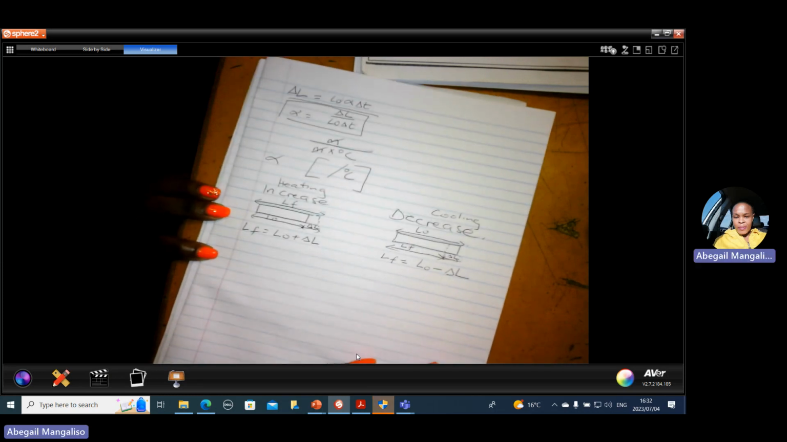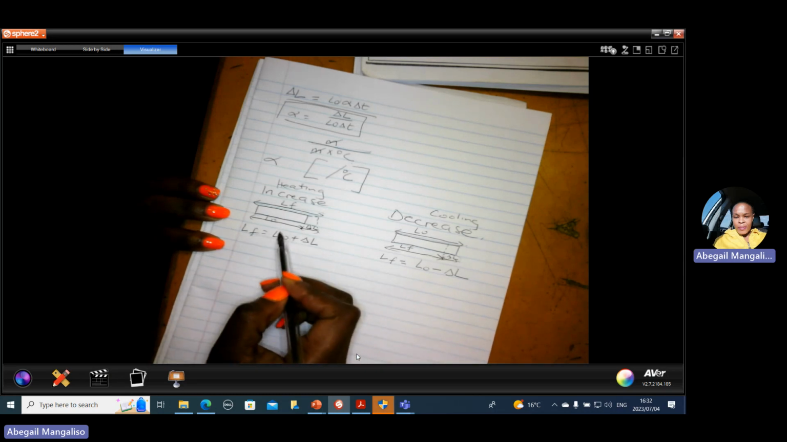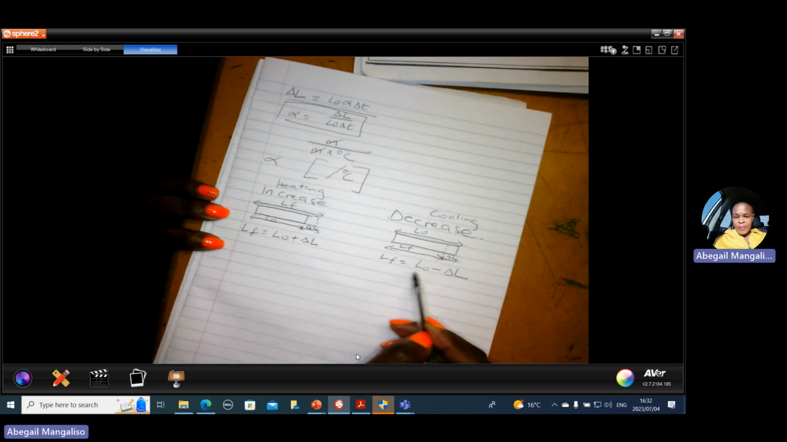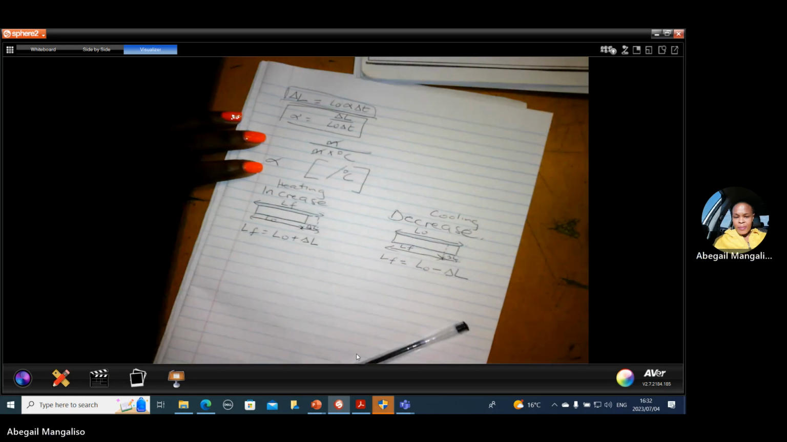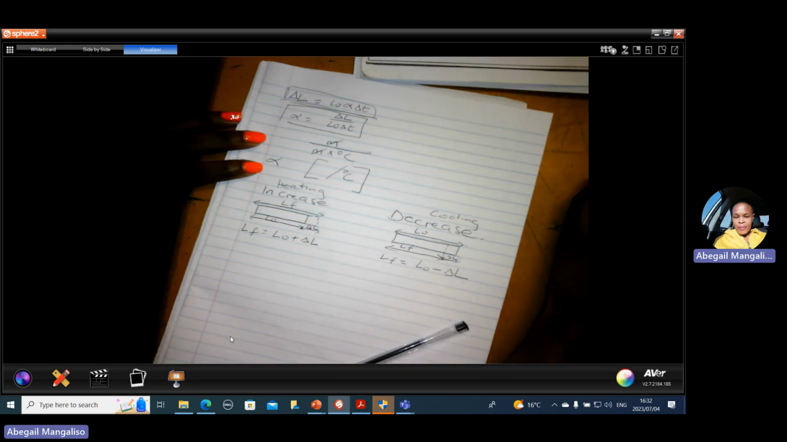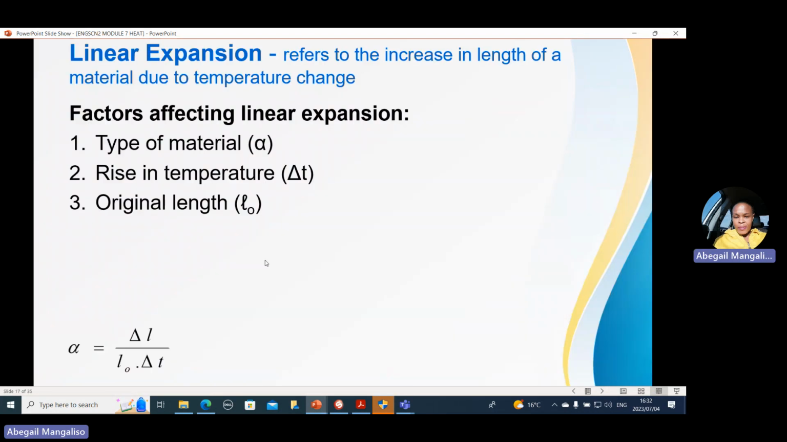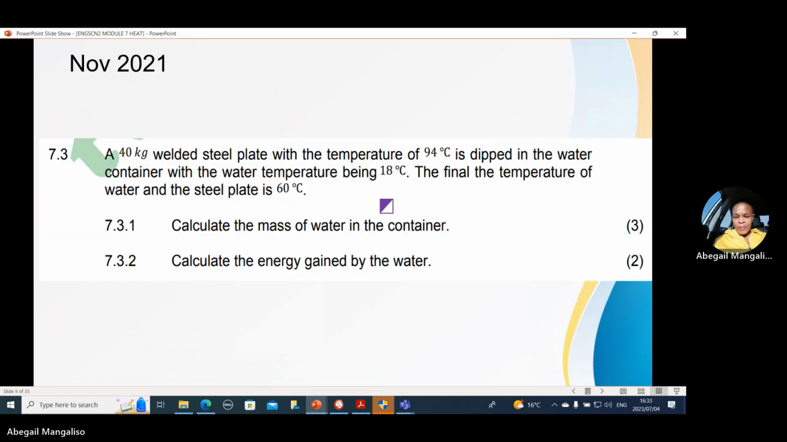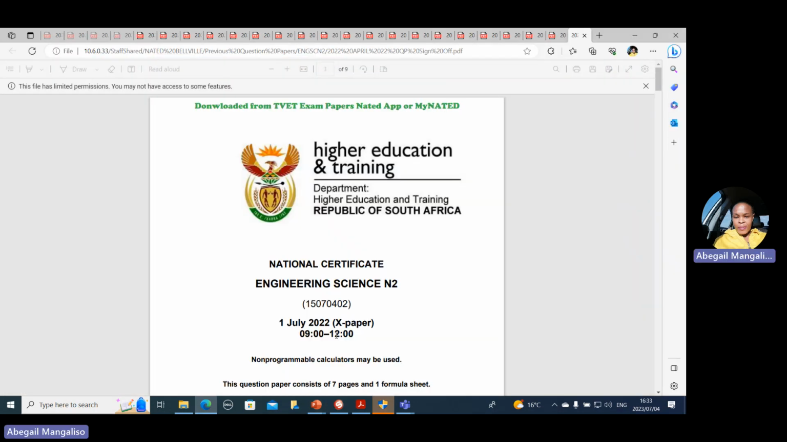We can conclude and say, if it's heating, to calculate the final length, it will be LO plus delta L, because it's heating. If it's cooling, it's LO minus the change in length. And to calculate the change in length, this is the formula. This formula will be given in the exam. Let me show you the formulas that will be given in exams.